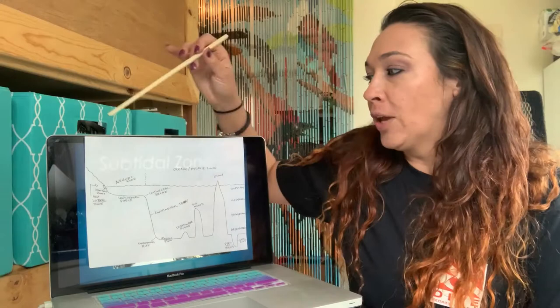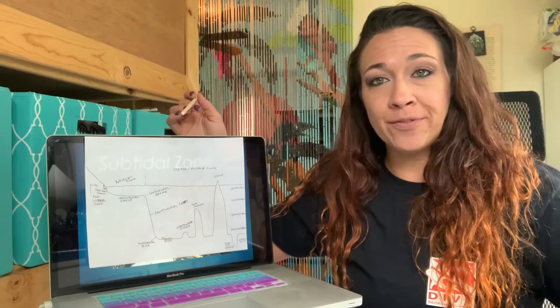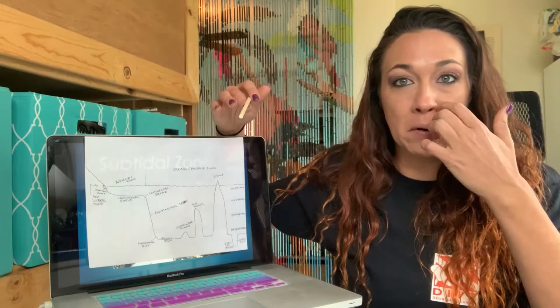If you're in the intertidal zone or anywhere with tidal fluctuation, this is known as the littoral zone, L-I-T-T-O-R-A-L, I believe. Littoral zone. Basically this is anywhere where there are tidal fluctuations. You can have your estuaries. It's basically where the land is meeting the shore.